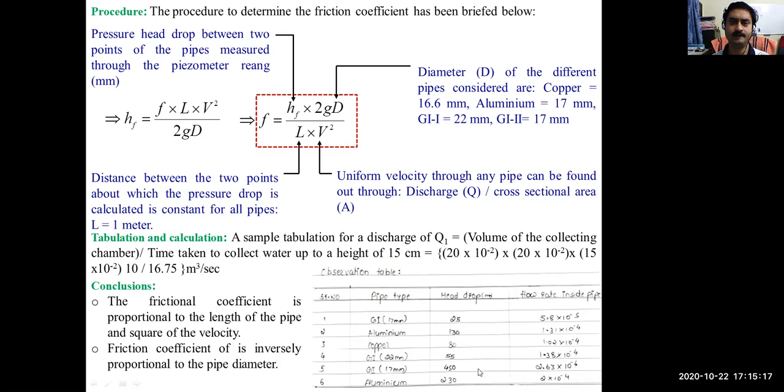I think this is all about the experiment and the theoretical details about the experimental setup, the different components, the theoretical background, and the procedure to conduct the experiment. I think this covers all. And in the next part, we'll see in the laboratory how we will conduct the experiment practically.